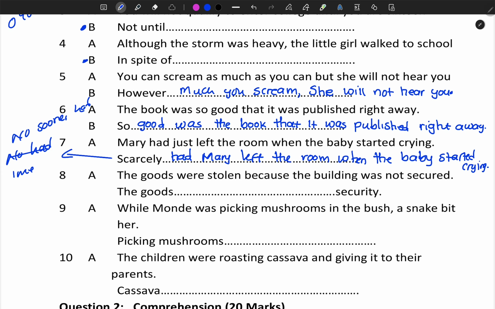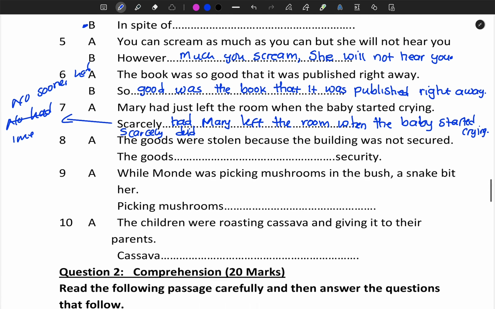So scarcely had Mary left the room. The other thing, you can also say scarcely did. When you use did, then instead of writing left, you have to say leave, because the past has been shown by did. Scarcely did Mary leave the room when the baby started crying. So if you use had, you use past tense. If you use did, you use, we can say, the base form. Now, number 8.